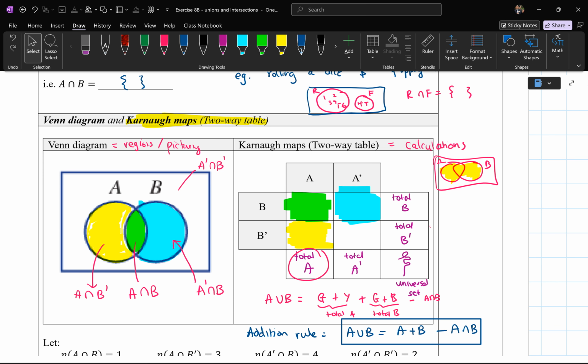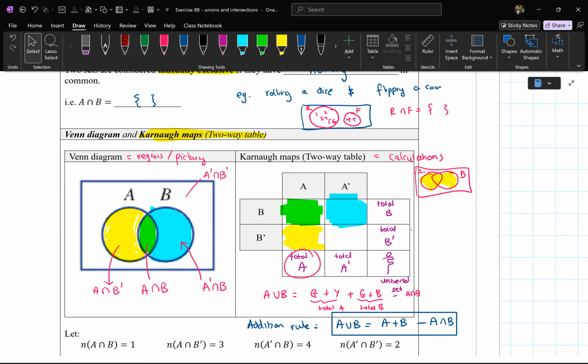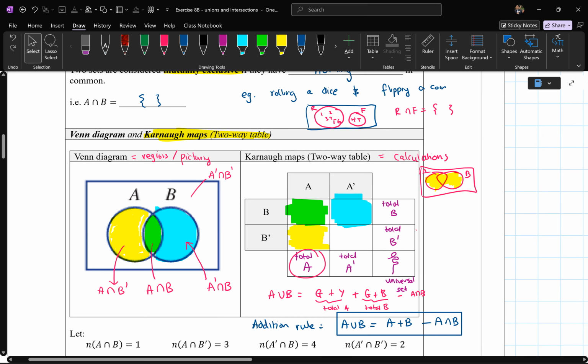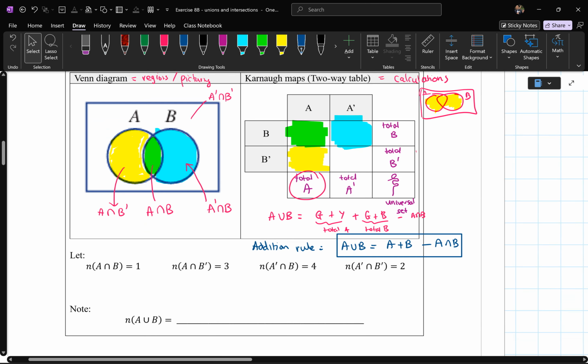Okay, so when you're given a problem, you can try to do it in your head, but with these diagrams or tools, that should help you solve the problem easier. All right. Okay, team, let's do one example together so that you get a feel of how to solve problems using a Venn diagram and Karnaugh maps.